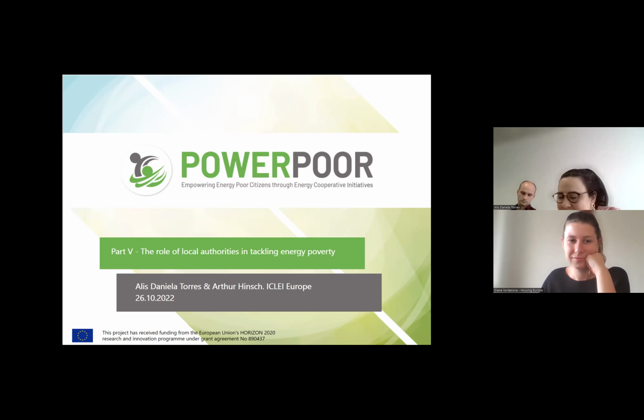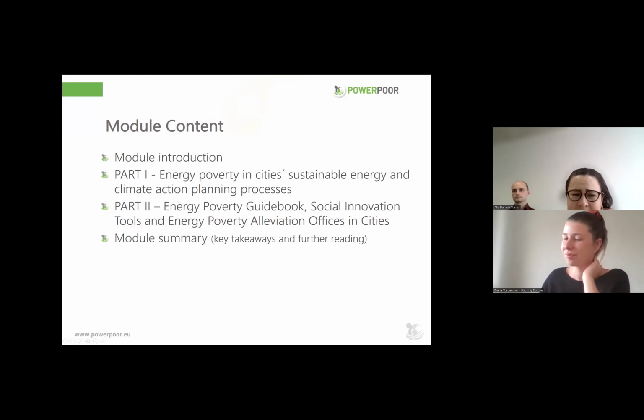So as Diana said, we are ICLEI, we are partners of the POWERPOOR project. My name is Daniela Torres. Together with my colleague Arthur, we work in the Sustainable Resources, Climate and Resilience team of ICLEI, following issues on sustainable energy, climate action, and specifically Arthur is our expert on energy communities. So we are happy to be here. Now, the module, as Diana said, is going to be shared with you, so you will have all these modules and the information.